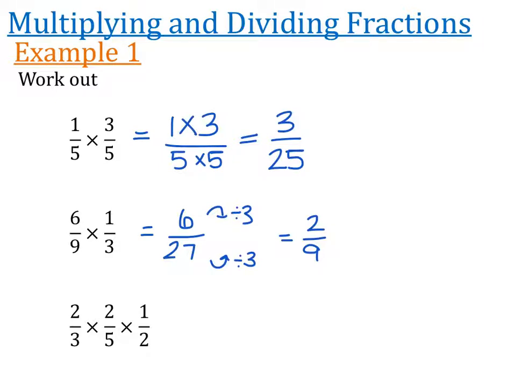And for the last one, I've got 3 things to multiply, so let's go ahead and do that. It's going to be the same idea. 2 times 2 times 1 is 4. And on the bottom, 3 times by 5 is 15, times by 2 is 30. So those are both even numbers, so I can simplify that, and I get 2/15. And there we go, that's how we multiply fractions.